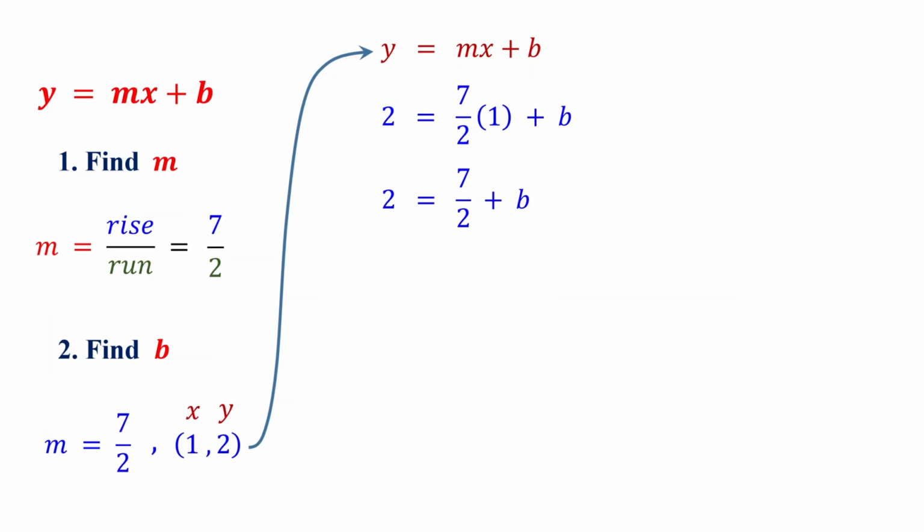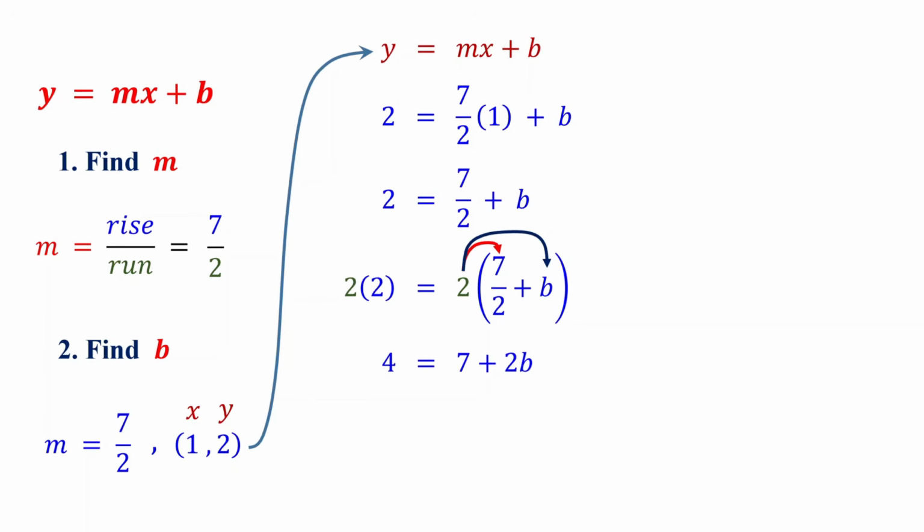Alternatively, if you prefer to avoid subtracting fractions, you can first eliminate the fraction by multiplying both sides by 2. On the left, you get 4. On the right, distribute the 2. 2 times 7/2 is 7, as the 2's cancel. 2 times b is 2b. Now subtract 7 from both sides to isolate 2b. Then divide both sides by 2 to isolate b. Therefore, the value of b is -3/2.